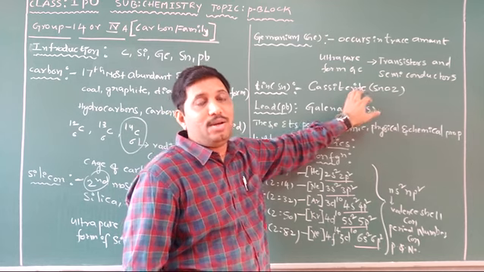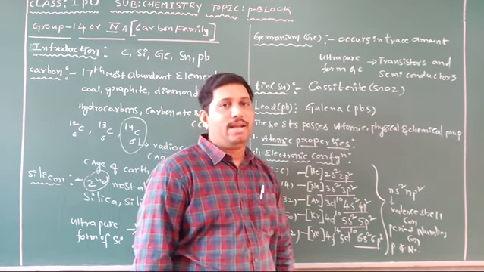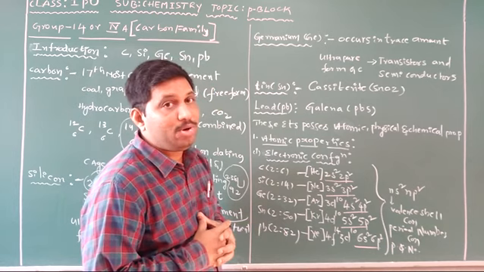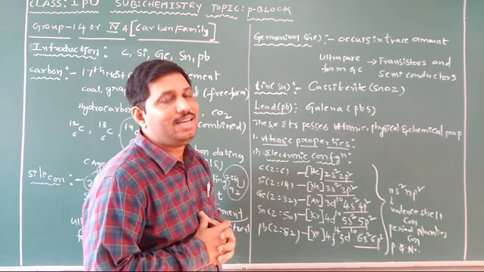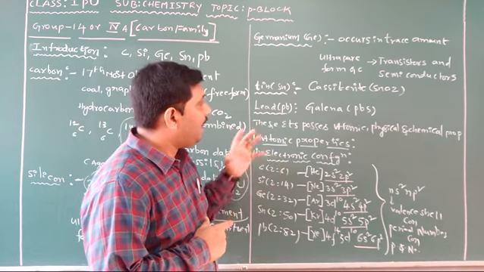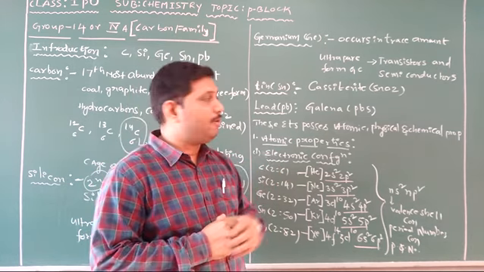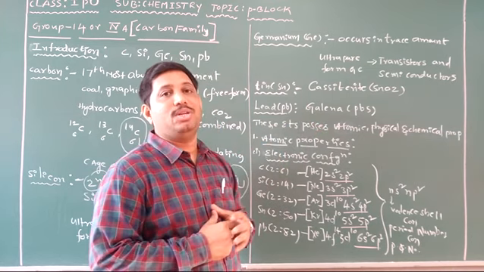which is tin dioxide. In examination they will ask, cassiterite is a compound of which element? Tin, or stannum. Lead is available in the earth crust in the form of lead sulfide, which is known as galena.